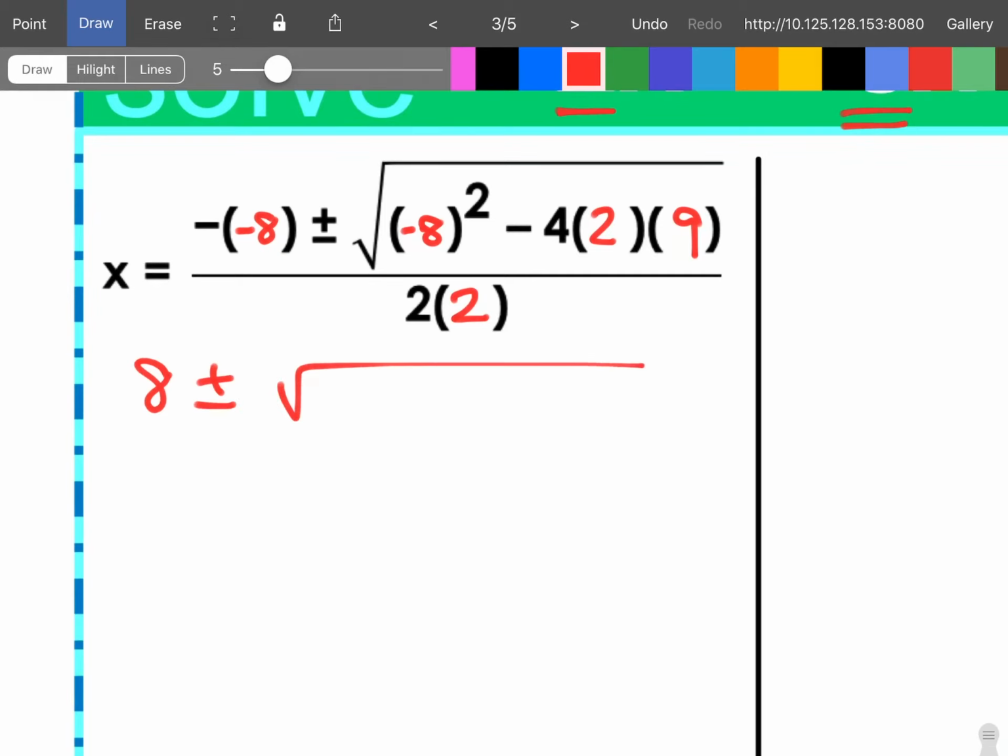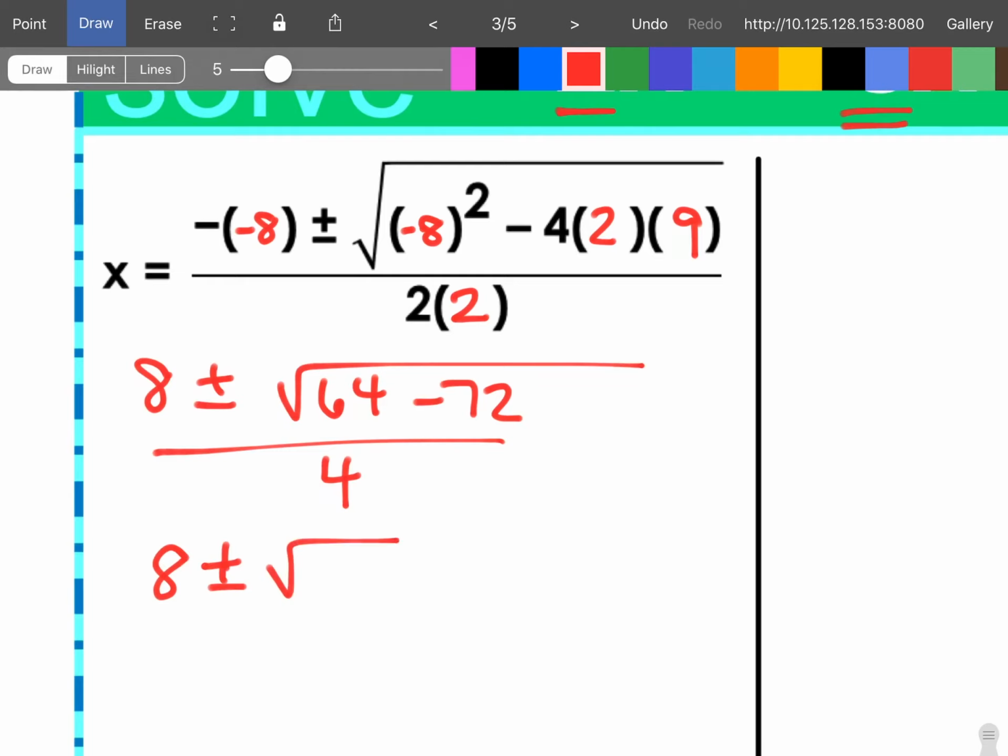-8 to the second power would be 64. And then when you multiply -4 times 2 times 9, you get -72, all divided by 4. Keep going. 64 minus 72. Inside our radical is a -8, divided by 4.